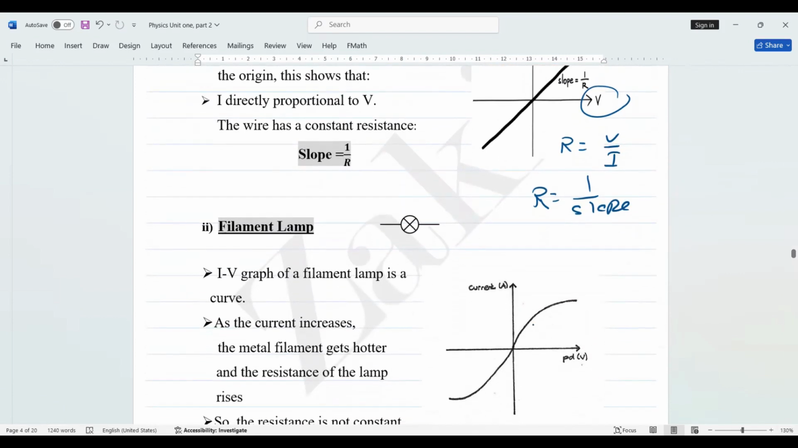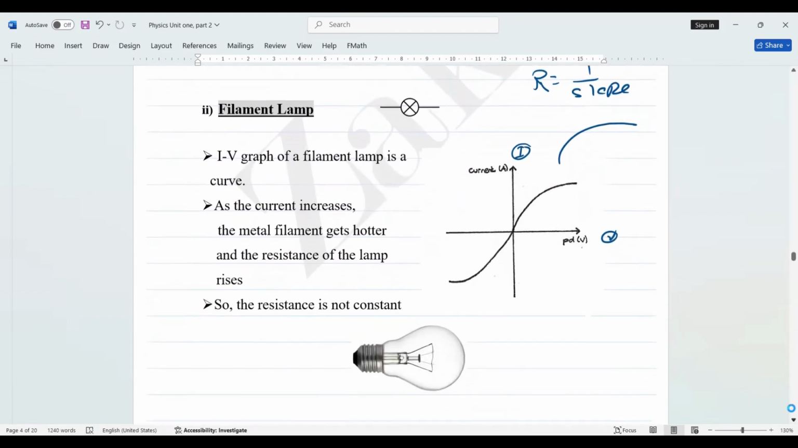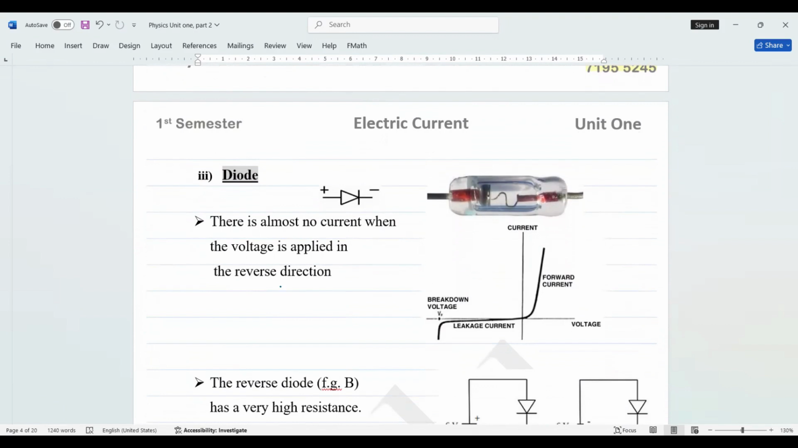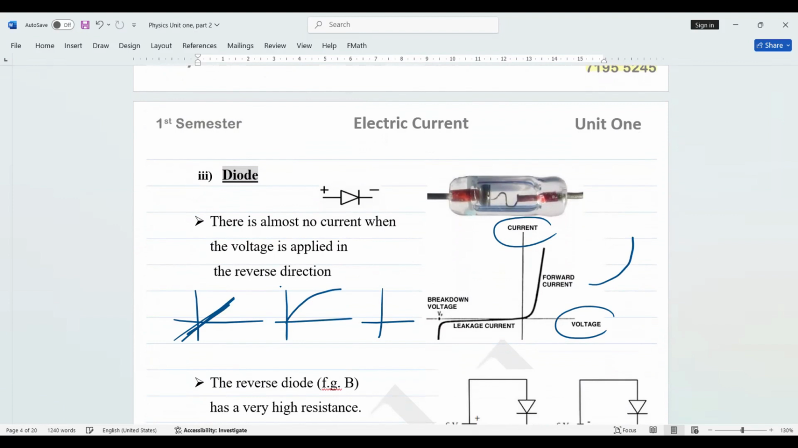Filament lamp, remember this is I and this is V. It is a curve like this. So the filament lamp is non-ohmic material. The relation is a curve. Now, the diode allows the current to pass in one direction. The relation between the current and voltage is not a straight line, it is a curve like this. So remember, we have three relations: a straight line for ohmic material, then for the bulb or lamp it is a curve like this, and then for the diode, the relation is like this.